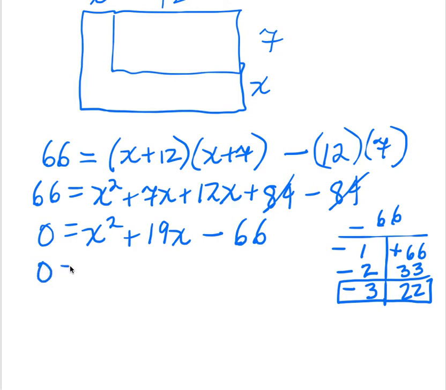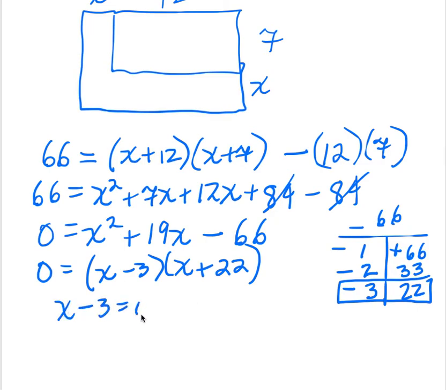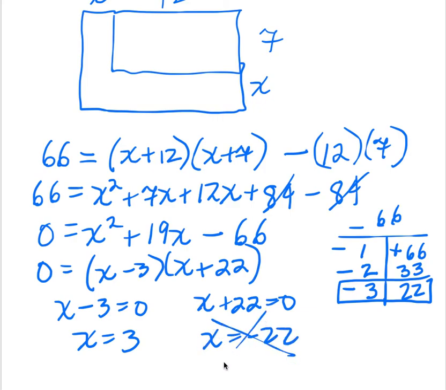All right, so I'm going to factor this. This becomes x minus 3 times x plus 22. I set each of these factors to 0 and solve. I'm going to get x equals 3, and I'm going to get x equals negative 22 here. That's extraneous. Even though it's correct, it's not going to work because I'm not going to have a path that's negative 22. So it looks like my solution to this is x equals 3.